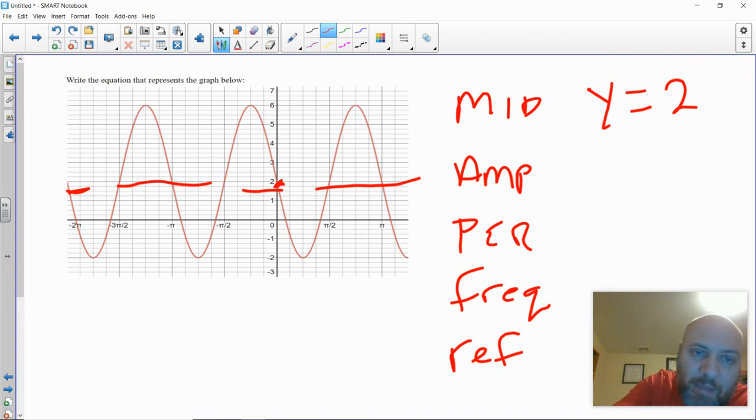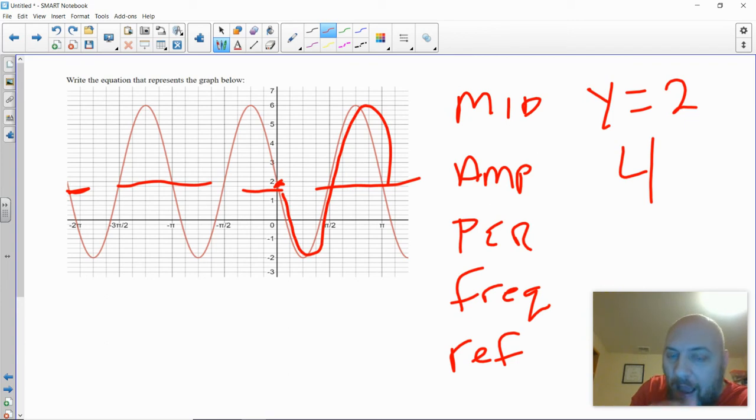So my amplitude, my maximum point is 6, minimum point is -2, so my amplitude must be 4. One full curve goes from 0 to pi, so that's got to be my period. So my frequency, 2 pi divided by pi, is just going to be 2. And because the sine curve starts down instead of up, it is reflected, which means there will be a negative sign out front.